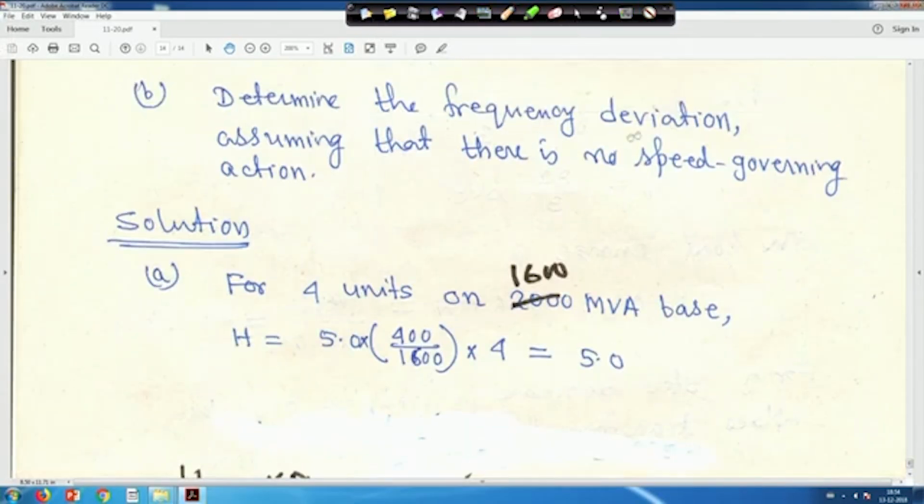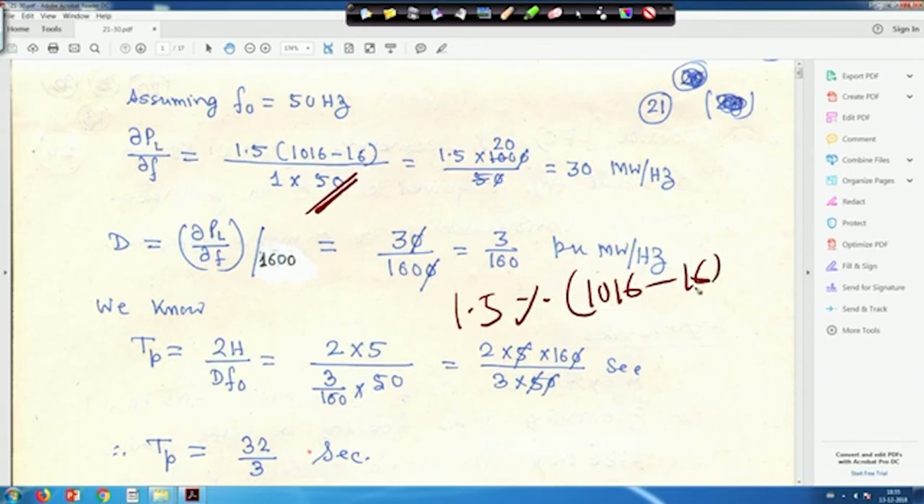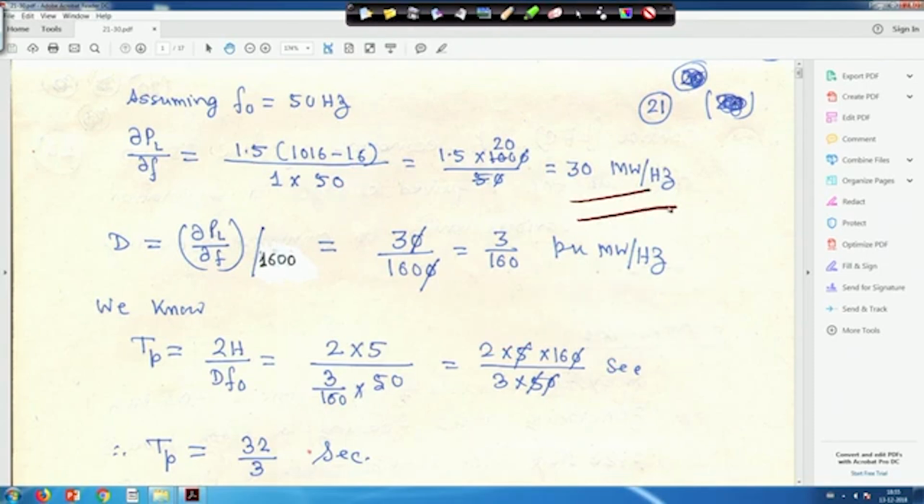So, we will go to the next page. Assuming that F0 is equal to 50 hertz, therefore delta PL upon delta F: it is given 1.5% change of load for 1% change in frequency. So, 1.5% by 1%, that is nothing but 1.5 by 1. Basically it is 1.5% of the load, because the load drop is 16 megawatt, divided by 1% of 50 hertz. So, percent cancels. That is why it is written 1.5 by 1, and this is 1016 minus 16 by 50. So, that actually comes to 30 megawatt per hertz, right.